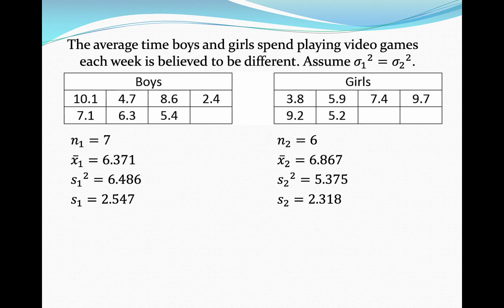So let's look at an example here. And we'll do the same thing here. We'll do both a hypothesis test and a confidence interval. So here's our scenario. The average time boys and girls spend playing video games each week is believed to be different. So that's what we're going to test. We're going to try to show that boys and girls play video games a different amount of time each week. We're going to assume, like I said we would, that the variances are equal. We're going to assume sigma 1 squared equals sigma 2 squared.